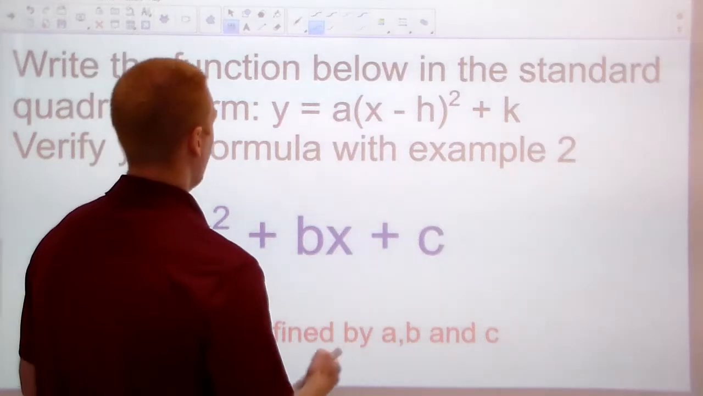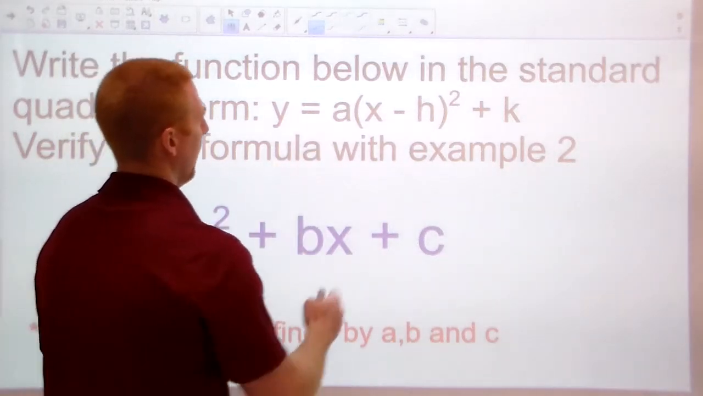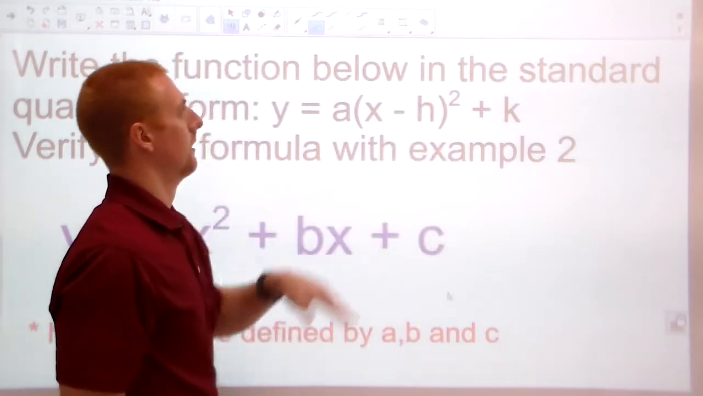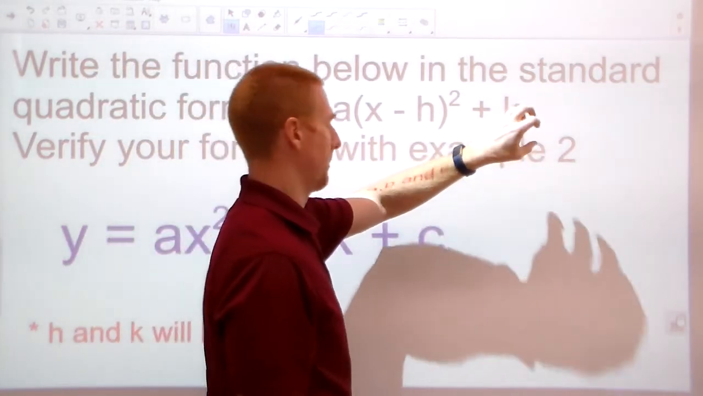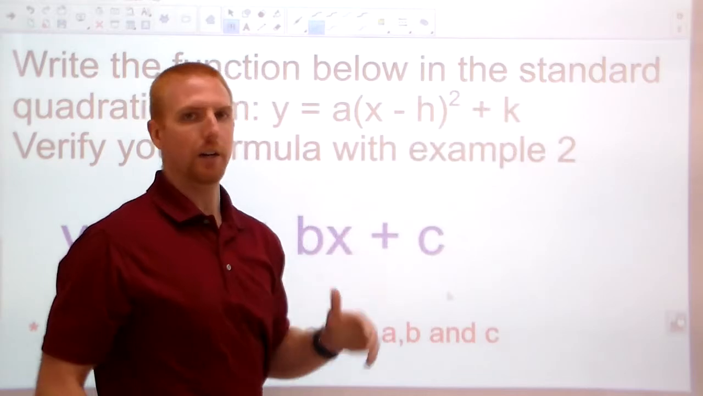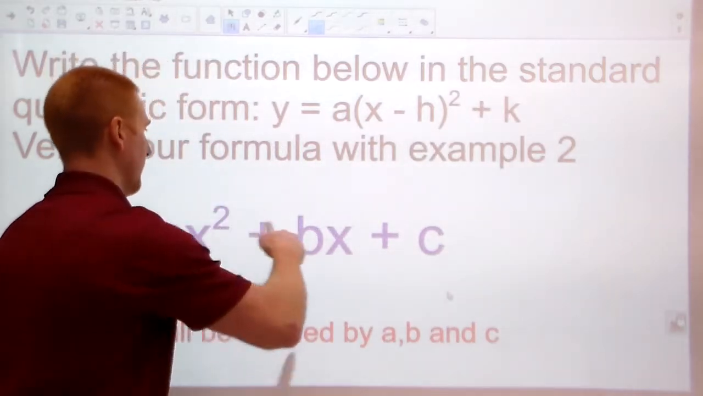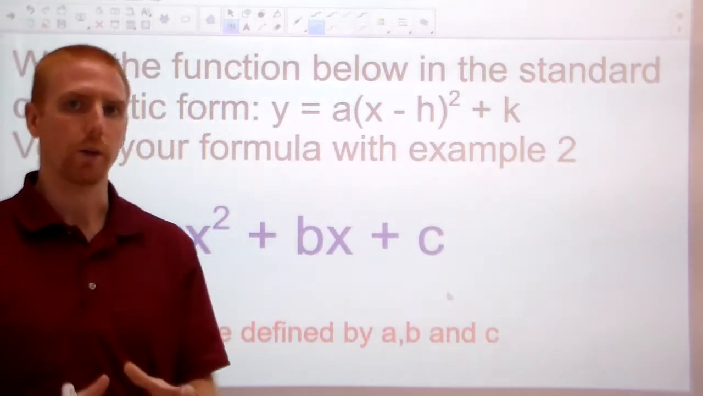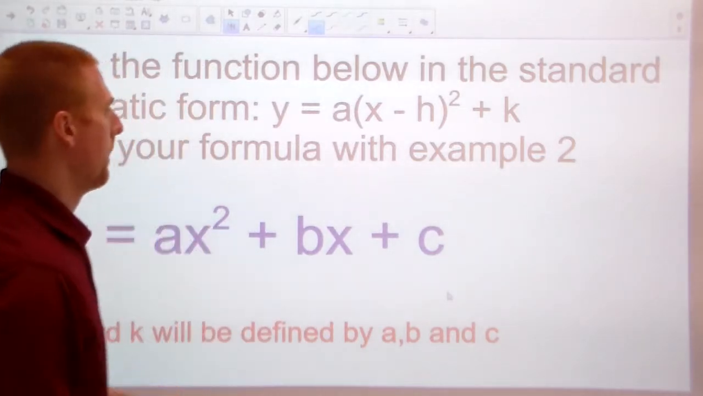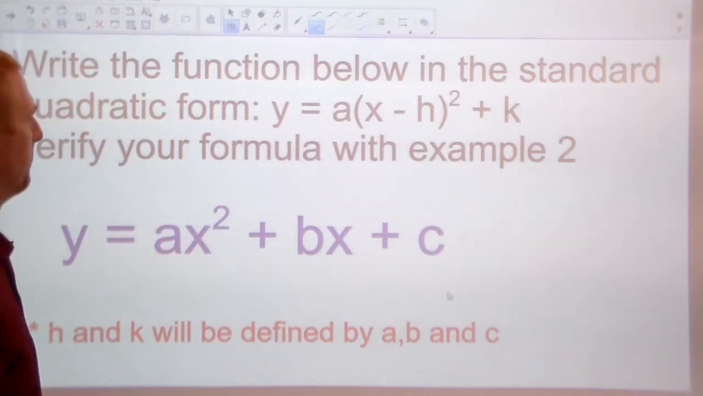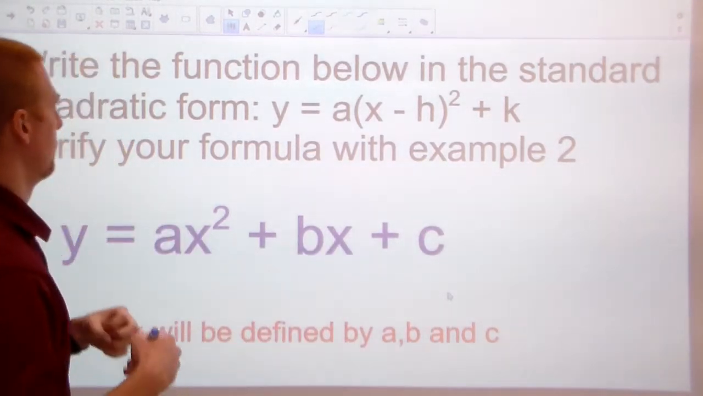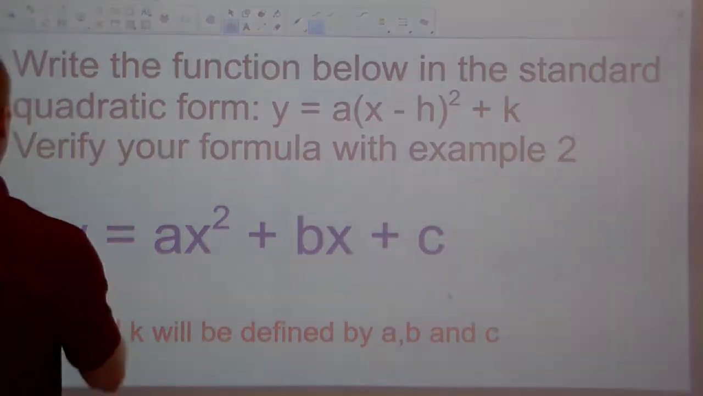So when you get done, you'll still have a in here. You won't have an h, you'll have some combination of a, b, and c. And for k as well, you'll have some combination of a, b, and c. And it's like giving you a recipe of how you can look at this and know what your h and k are going to be, to know what your coordinates are for your vertex. So pause now, take a moment, complete the square with this, and see what you come up with.